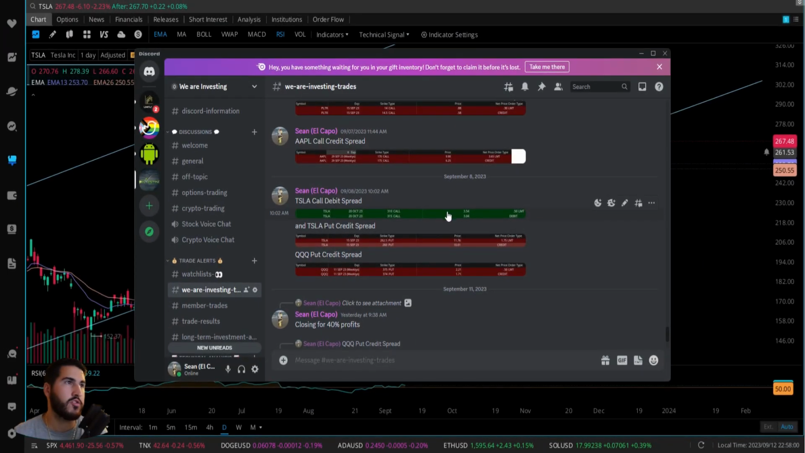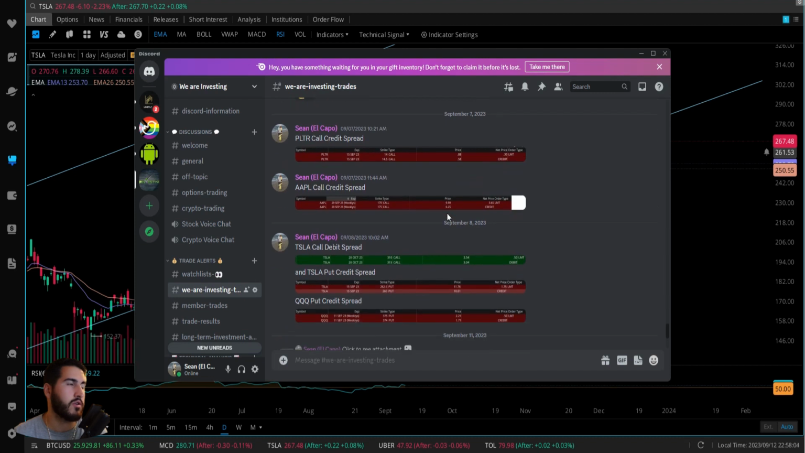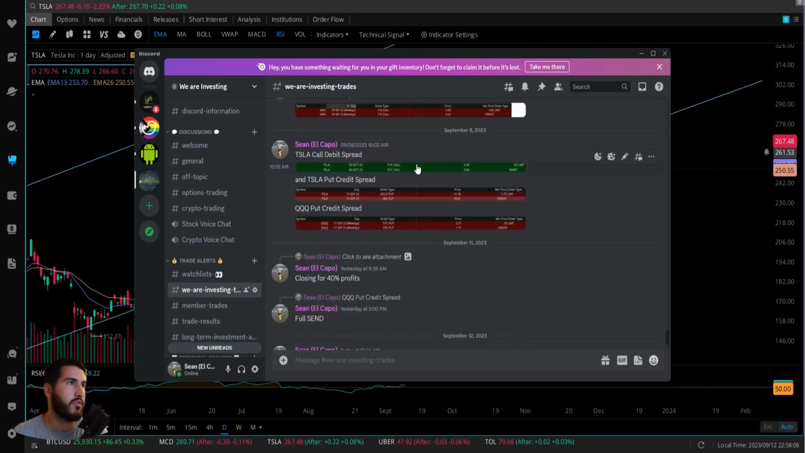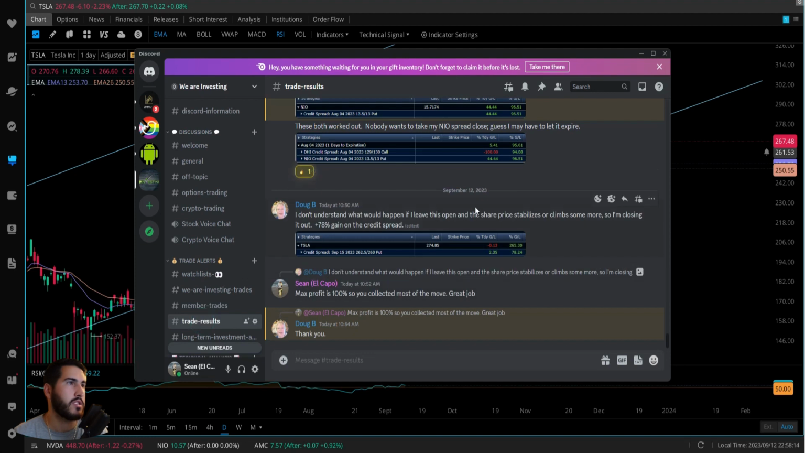So as you can see, I'm very transparent with all of my trades. This is in the private Discord server, a link in the bio. I notify all of my trades when I close them out, what I'm doing with them. Other people also notify their trades on here as well. And you can see that somebody closed out on that Tesla credit spread for 78% gains.